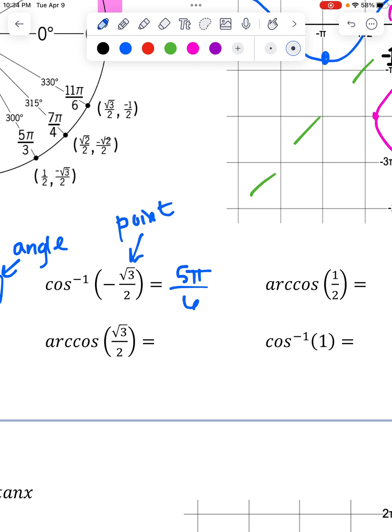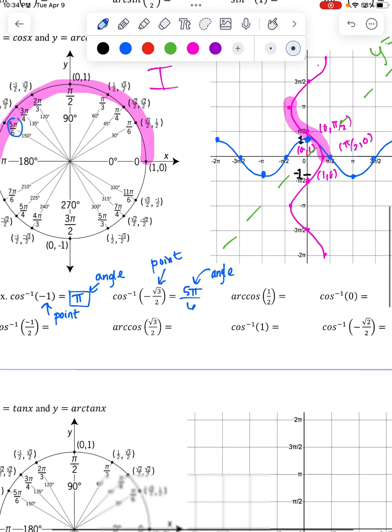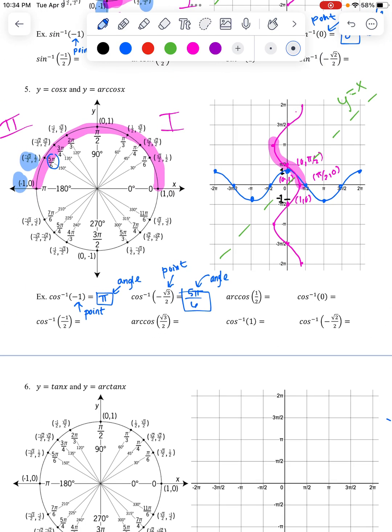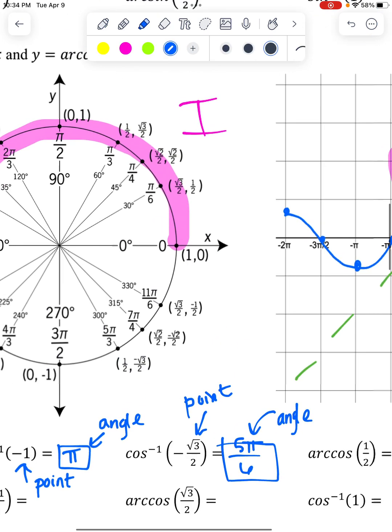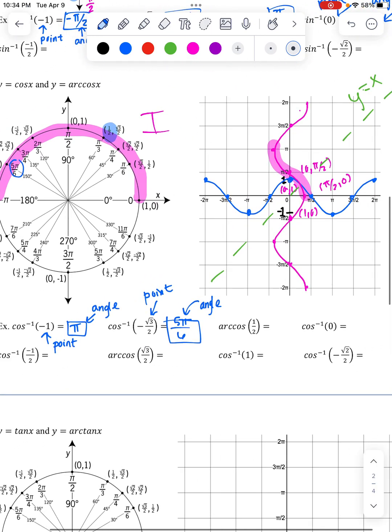Input the point, output your angle. Okay, arc cosine of 1/2. Cosine equals 1/2 right here at pi over 3. And so that's my answer.